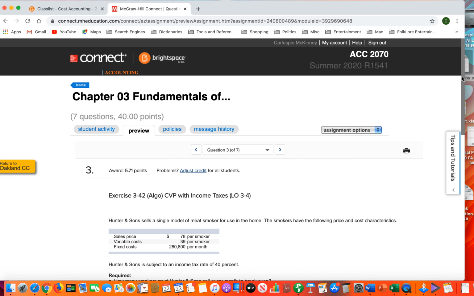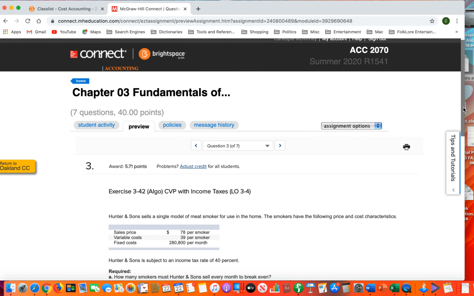So what's the contribution margin per unit, per smoker, folks? Look at this information right here. What is the contribution margin per smoker? You should know it now. It is the sale price minus variable cost. In this case, $39 is the contribution margin per unit. Okay, and that's your fixed cost. Now, they have a 40% tax, which is pretty high. Anyway, doesn't matter. How many smokers must Hunter and Sons sell every month to break even?